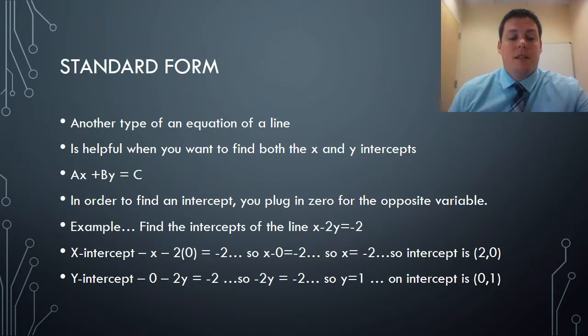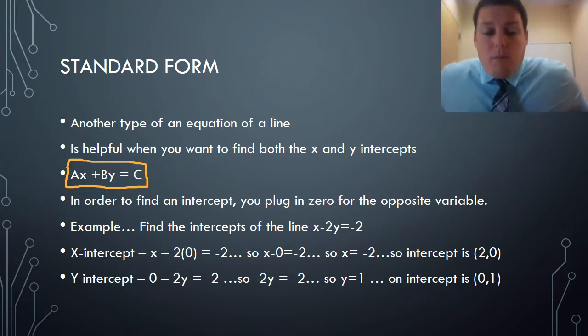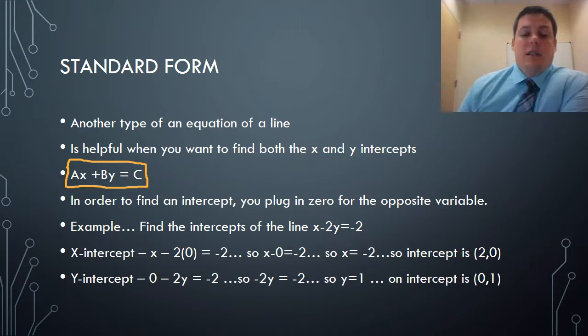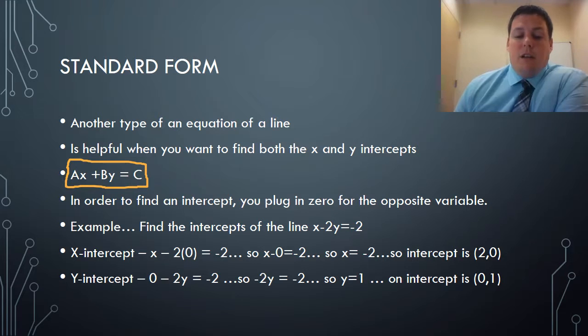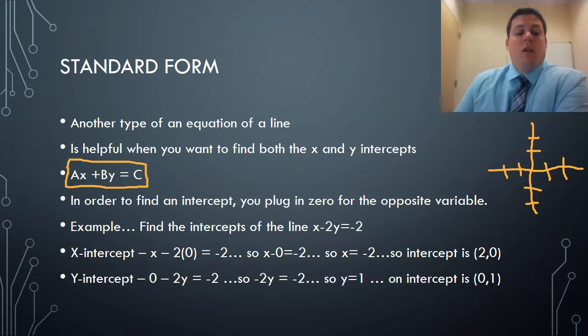The next form is standard form. This is another type of equation. Standard form is the form ax plus by equals c. This is helpful when you're trying to find both the x and y intercepts. And if you're given an equation like this, that helps because if you're given a graph, we'll find the x and y intercepts below in a second on this graph. So I'll just mark this graph out and we'll do an example.